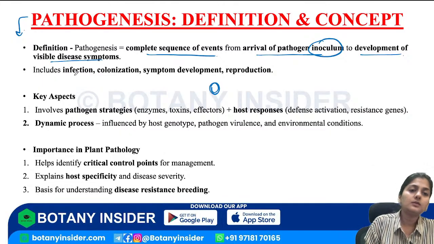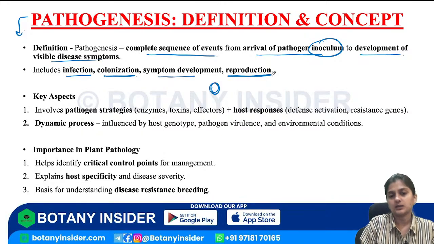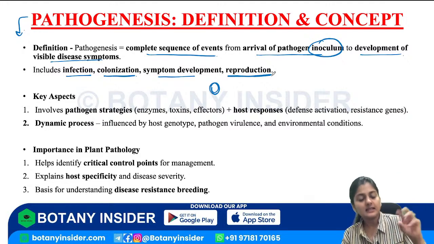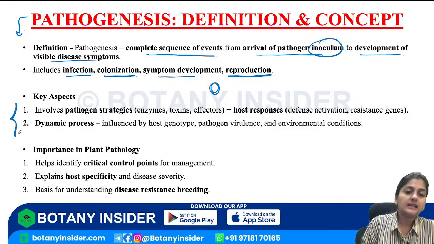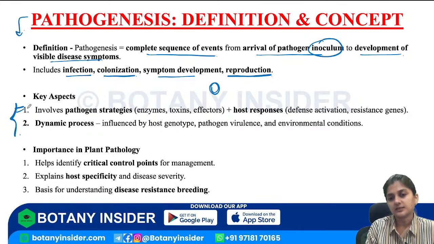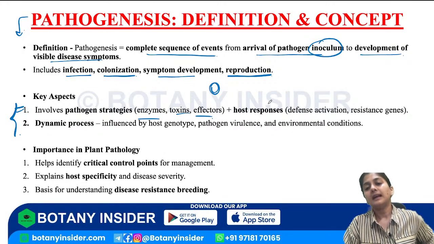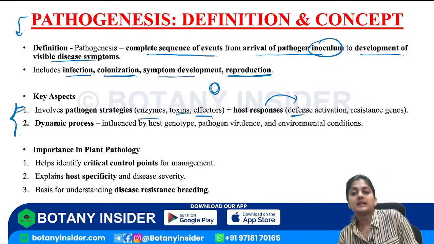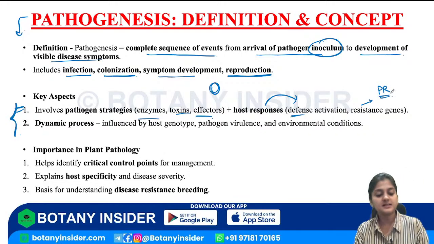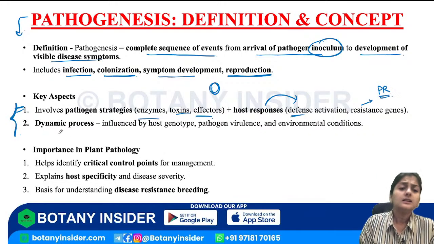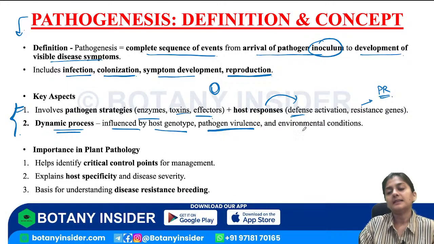Okay, what does it include? It includes infection, colonization, symptom development, reproduction, right? So starting from infection, then increase in the number, that is colonization, then symptoms, and then the reproduction. Then what are the key aspects? First one, it involves the pathogen strategies plus the host responses, right? Pathogen strategies means the enzymes, toxins, effectors, and the host response includes the defense activation, resistance genes, all these things. Resistance genes are specifically known as your PR genes, right? Pathogenesis related genes. Then dynamic process, so it is influenced by the host genotype, pathogen virulence, and the environmental conditions.